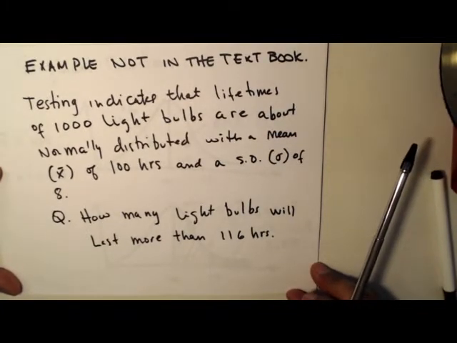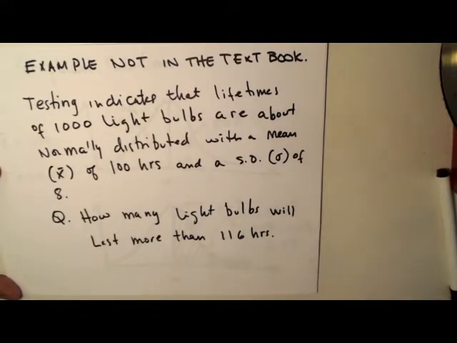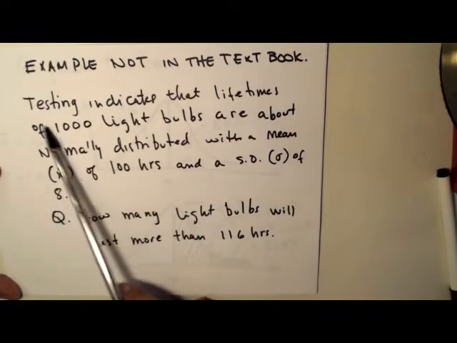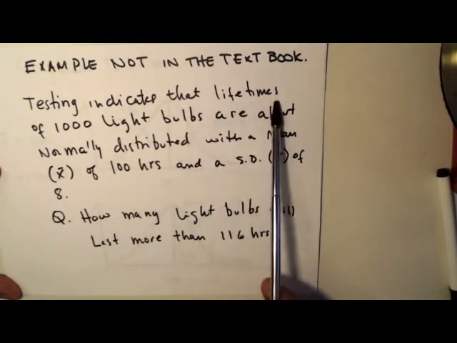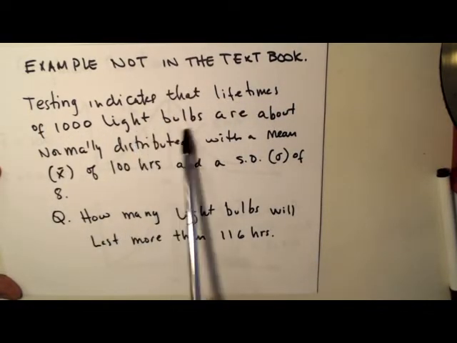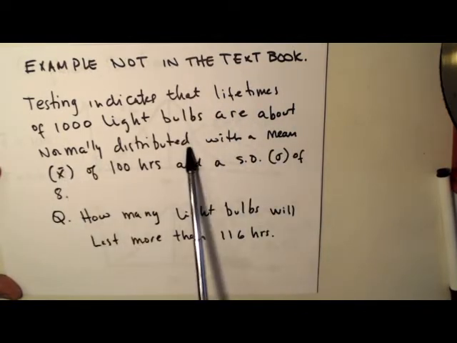This type of calculation is done in quality control. Wherever you go in any industry, wherever you go to work, most likely there will be a group of people who will be considering the quality of the materials and products that are produced. So here we have an example where testing indicates that lifetimes of 1,000 light bulbs are about normally distributed, right?